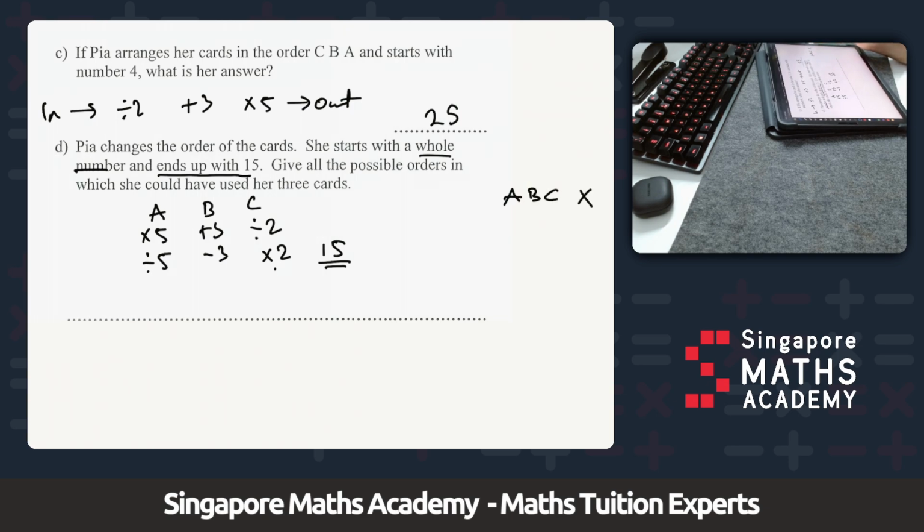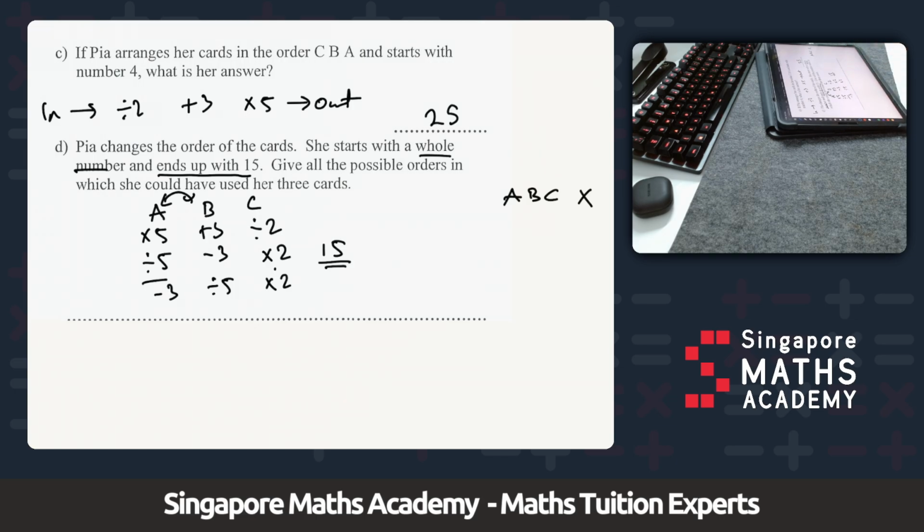In fact, ABC is not possible. Okay, so let's change things around. Let's see what happens if we swap B and A around. So it becomes 15 times 2, which is 30. We're going to divide by 5 first, and then we're going to subtract 3.